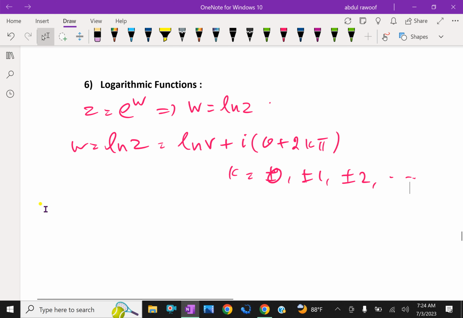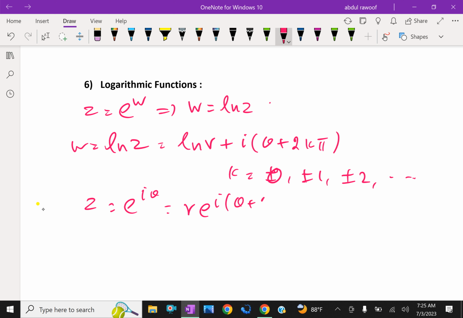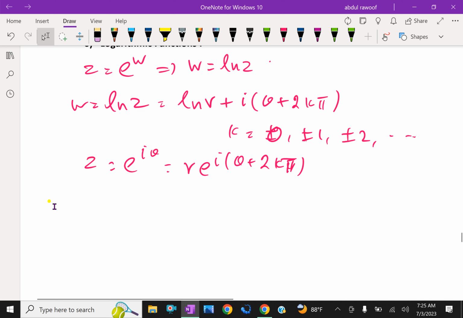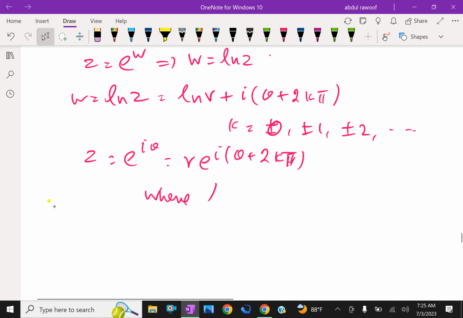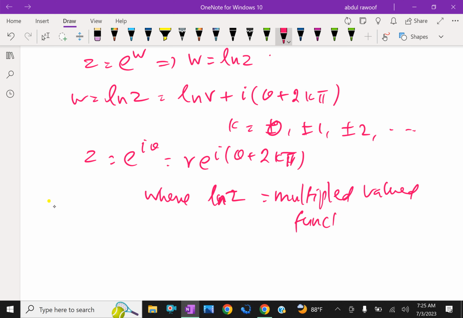Here, where z equals e power i theta in polar form, which is equal to r into e power i of theta plus 2k pi, note that ln z is a multiple valued function, with interval length 2 pi.